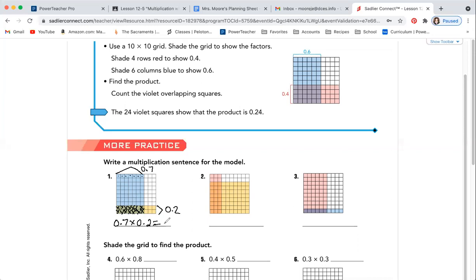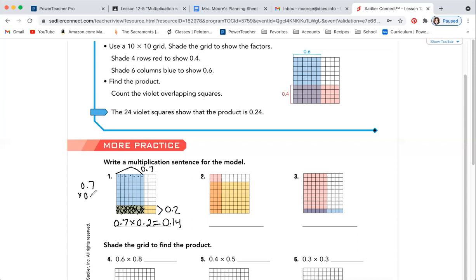14 hundredths. How do I write 14 hundredths? I have to make sure the 14 lands in the hundredths position, right? Did I do it? All right, good.